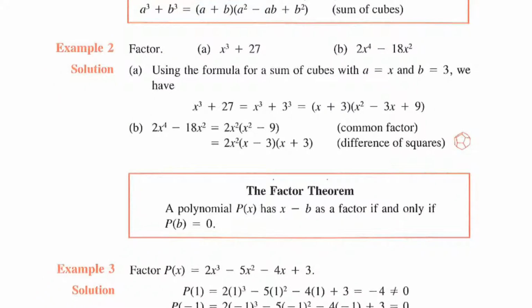Example 2, factor x³ + 27. It is 3 to the power of 3 plus x to the power of 3. Therefore, it can be written as (x + 3)(x² - 3x + 9).